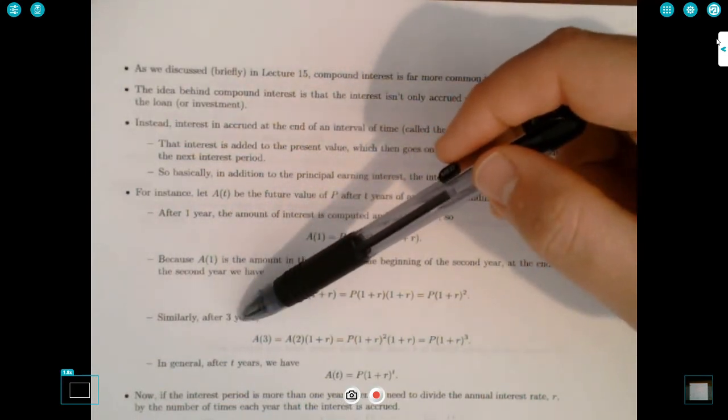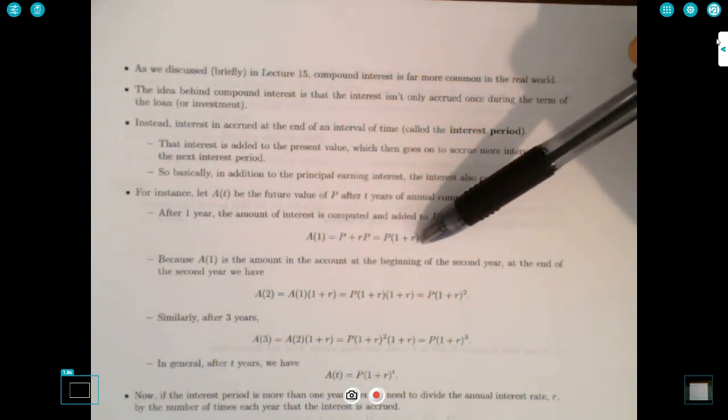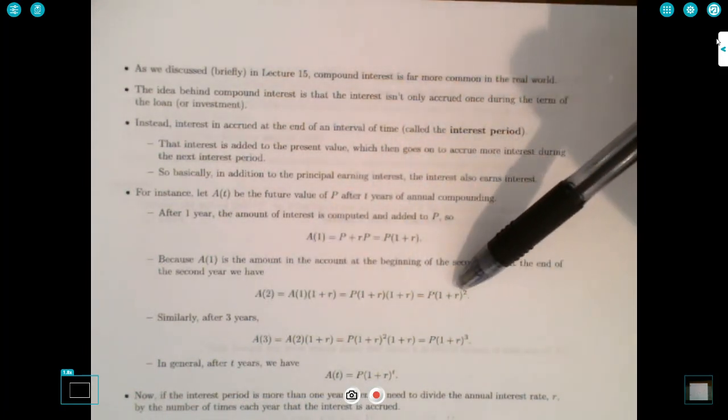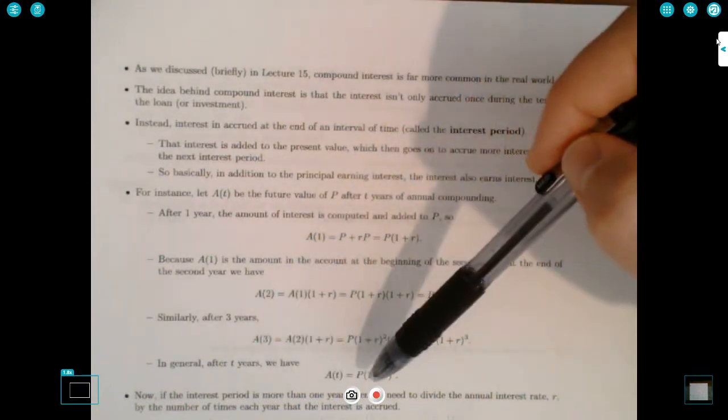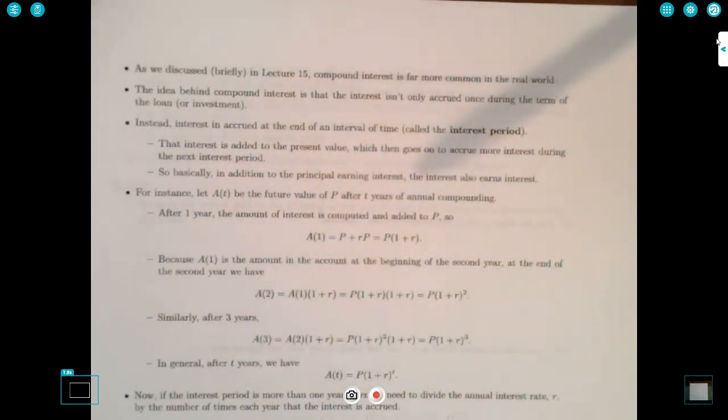Similarly, after 3 years, A of 3 is going to be A of 2 times 1 plus R. That's P times 1 plus R squared times 1 plus R, which is P times 1 plus R cubed. Notice that after 1 year, it's P times 1 plus R to the first. After 2 years, it's P times 1 plus R to the second. After 3 years, it's P times 1 plus R to the third. So in general, after t years, we have P times 1 plus R to the t. That's the amount in the account.